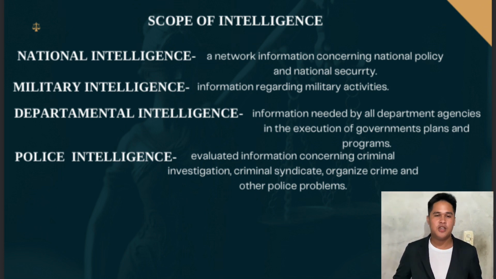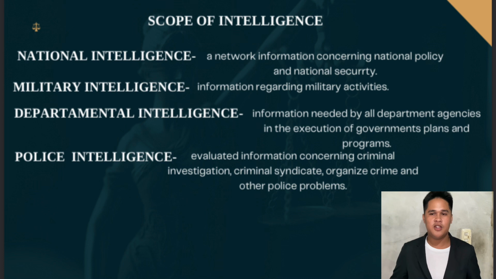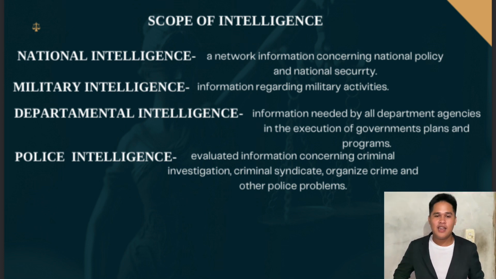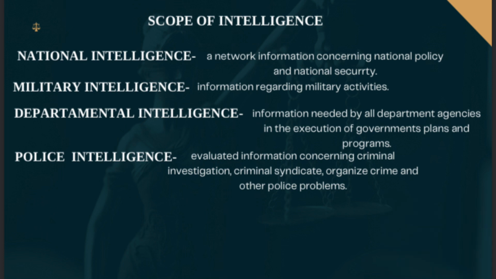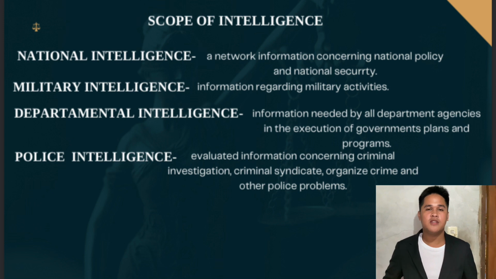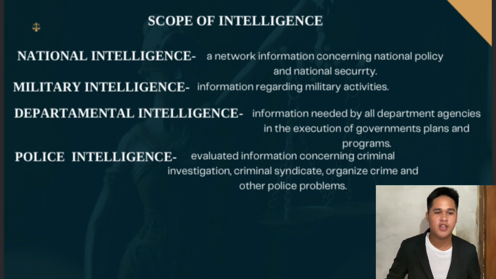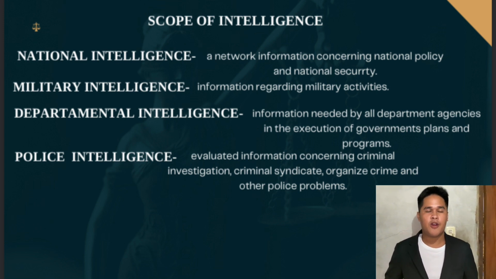National intelligence, a network of information concerning national policy and national security. Military intelligence, information regarding military activities. Departmental intelligence, information needed by all department agencies in the execution of the government's plans and programs. Police intelligence, concerning criminal investigation and crime syndicates, is known as police intelligence.